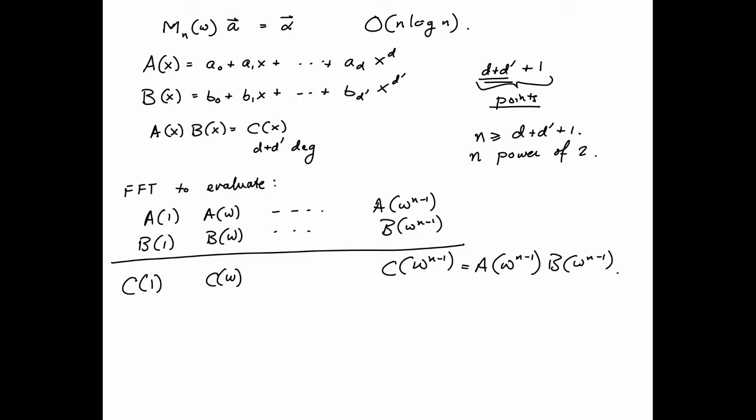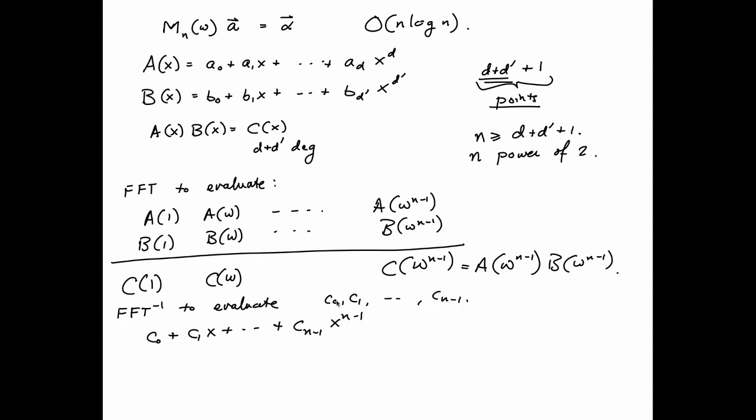And now, finally, we use the inverse Fourier transform to evaluate C0, C1, through C sub n minus 1. So we go from the values at the roots of unity to the coefficients of the polynomial.